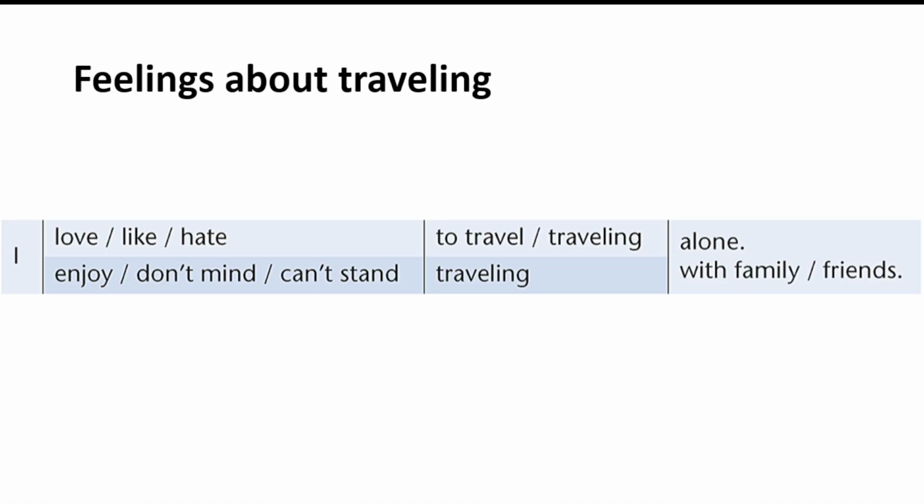For other verbs like enjoy, don't mind, and can't stand, they are classified as state verbs. And we don't usually say the action verb in infinitive form. It's possible to say only the gerund form, like traveling. In English, we can say, for example, I enjoy traveling alone, traveling with family, traveling with friends. We can say, I don't mind traveling with my family. Okay, I can't stand traveling with friends, for example, because they are state verbs.